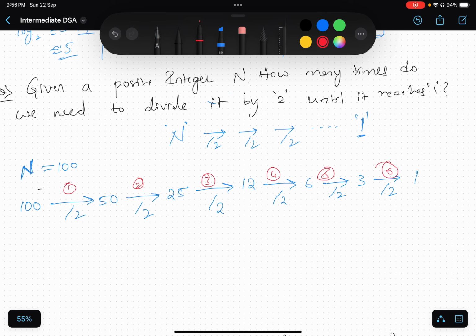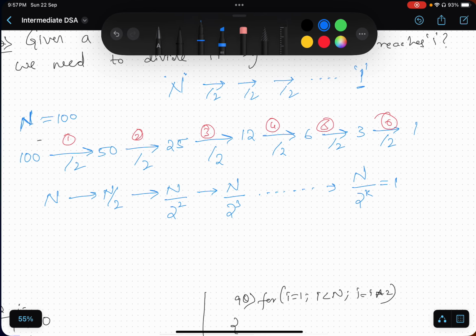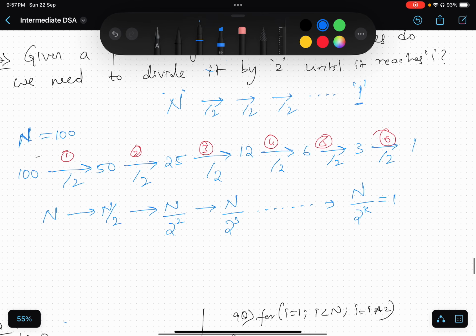If I draw some observations from the method I followed. So I had n, I made it n by 2. The next time I made it n by 2 square. Next time I am dividing the whole value by, sorry, it's not 2 square, it's 2 power 3. Dash dash dash, somewhere around n by 2 power k, that will be sure equal to 1, right? That means my n by 2 power k is equal to 1.